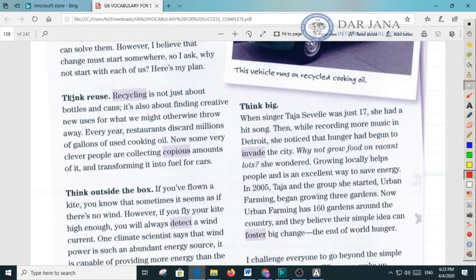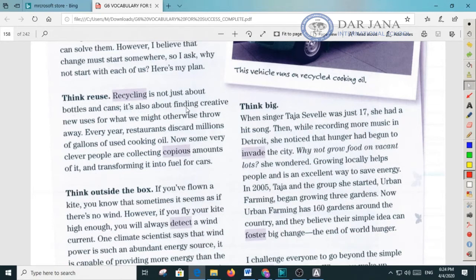Thinking, we know the meaning of think. To ponder on something. Reuse, we know the meaning of reuse, because we have use, so use it. You make the best effort in doing something with it. So reuse, using it again. Recycling is not just about bottles and cans. Okay, recycling, what's the meaning? Okay, we have bottles and cans, which are able to be reused again. And here it says reuse. So we can say recycling, using it again, based on this idea in the first two words.